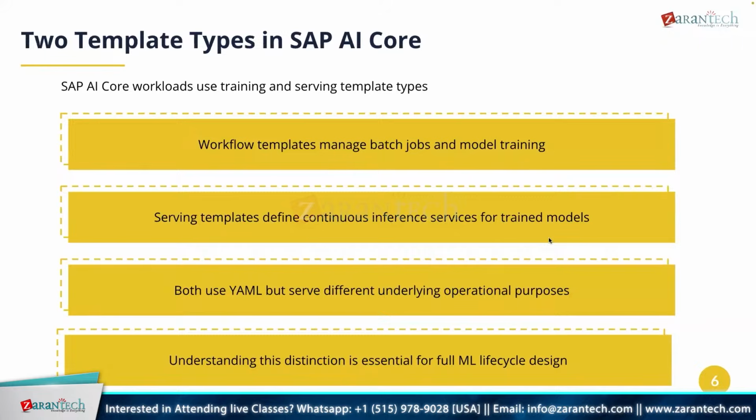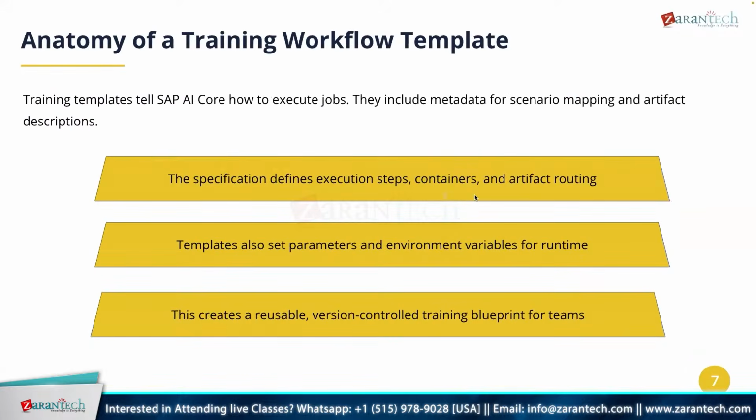So there are two template types in AI Core for workloads: training and serving template types. Workload templates manage batch jobs and model training, as you see here. And then we have these serving templates, which define the continuous inference services for the trained models. Both use ML, but they serve different underlying operational purposes. You can understand this distinction, which is essential for full ML lifecycle design. Okay, on top of this.